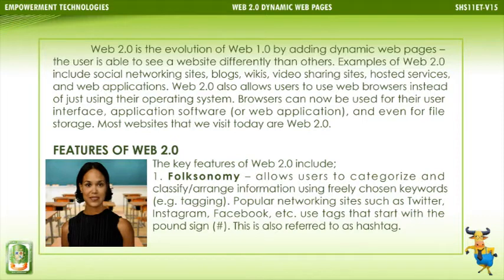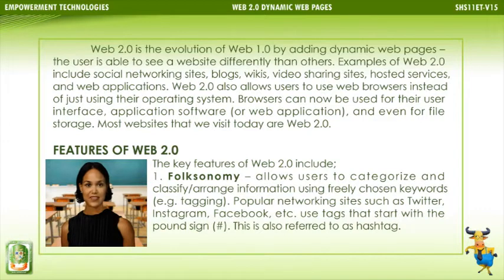Web 2.0 is the evolution of Web 1.0 by adding dynamic web pages. The user is able to see a website differently than others. Examples of Web 2.0 include social networking sites, blogs, wikis, video sharing sites, hosted services, and web applications. Web 2.0 also allows users to use web browsers instead of just using their operating system. Browsers can now be used for their user interface, application software, or web application, and even for file storage. Most websites that we visit today are Web 2.0.